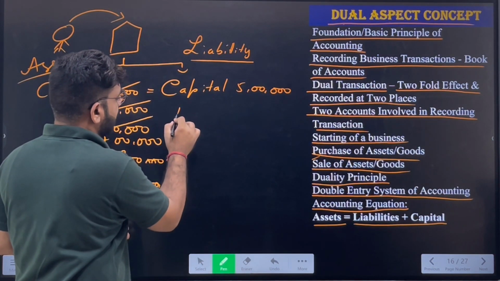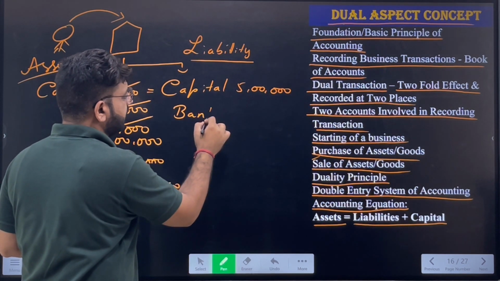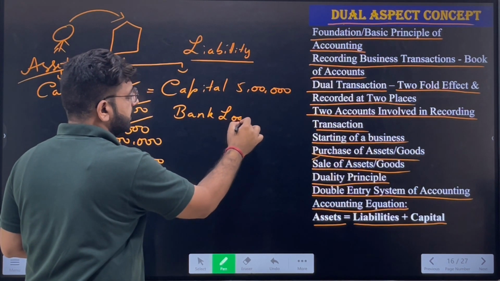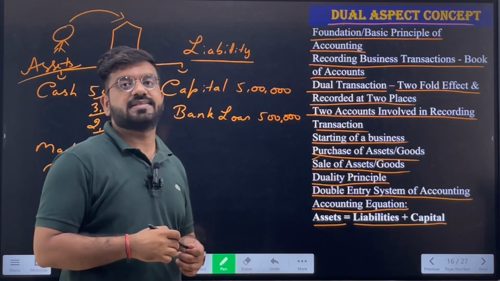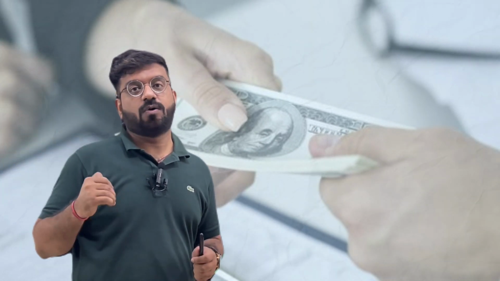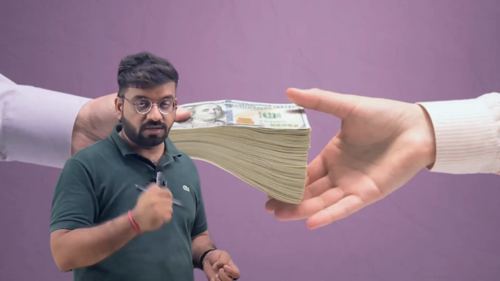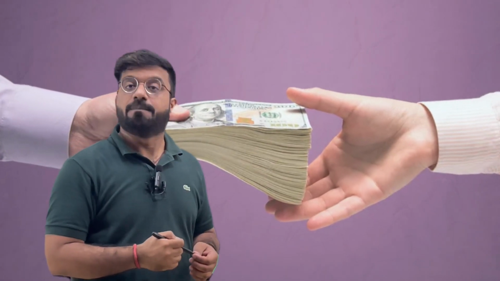Apart from that, there is also a liability which has been made. That is, apart from the capital, I have made a liability of a bank loan of 5 lakhs. I will have to pay back this 5 lakhs after a period of time to the bank. So in order to have that money from the bank, I have to borrow that amount, which is my liability, because after some period of time, I will have to return that 5 lakhs back to the bank.